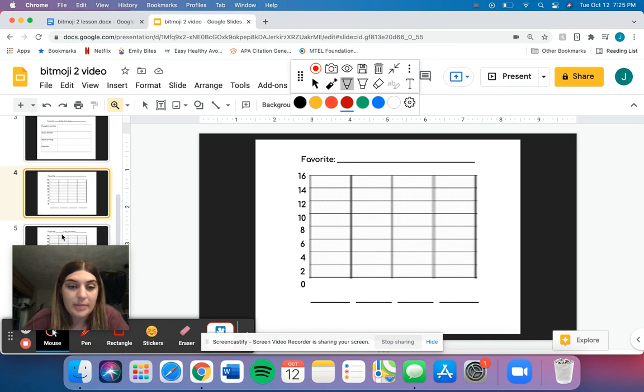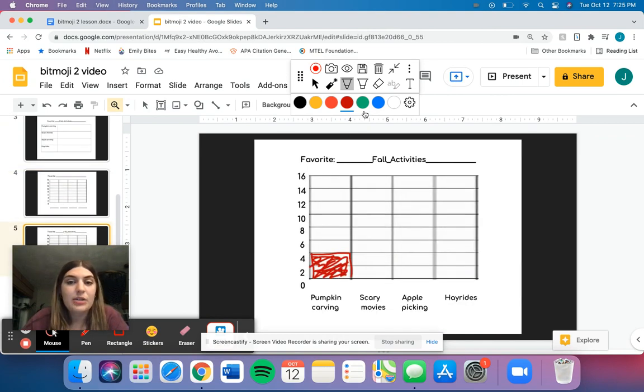So I'm going to go back to my graph. I'm going to ask you to use different colors so I don't get confused. So 2, since we're counting by 2s, remember, each block is worth 2, would only be 1 block because not many people liked scary movies. So color that one in.